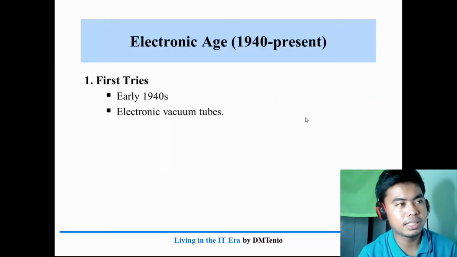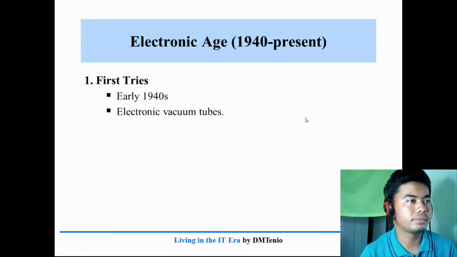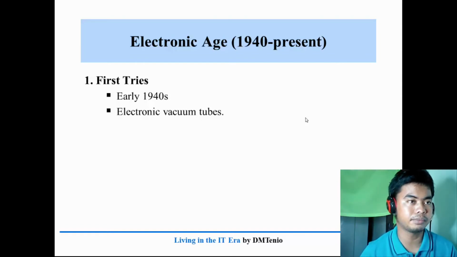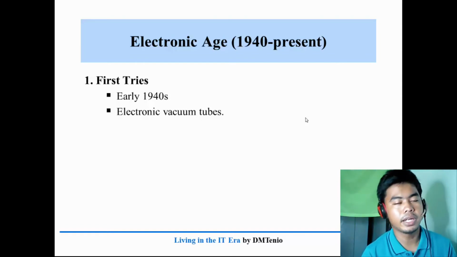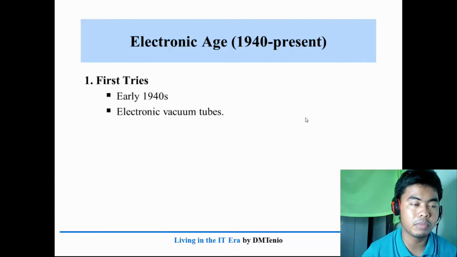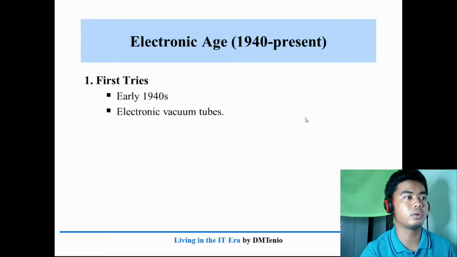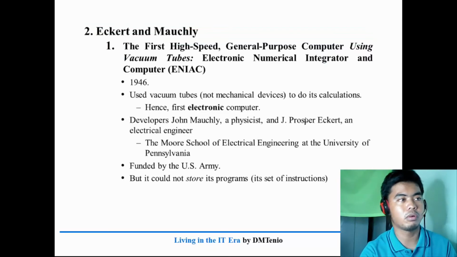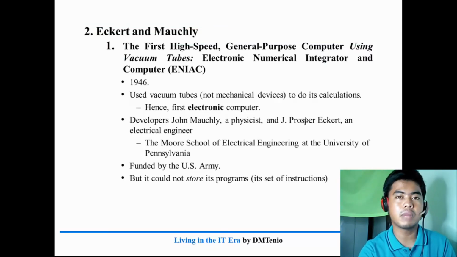Then we have yung last natin, yung fourth na period natin for basic computer period is yung electronic age natin. So in 1940 to present. So first tries early 1940s electronic vacuum tubes. Yun yung pinakauna. So number 2, Eckert and Mauchly, the first high-speed general-purpose computer using vacuum tubes.